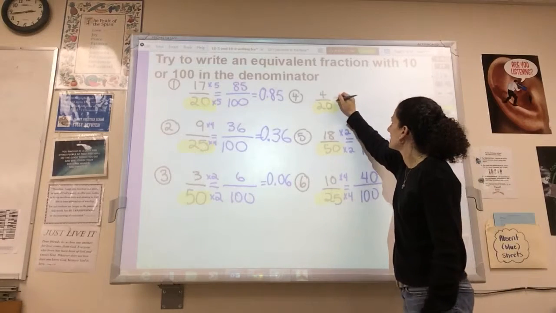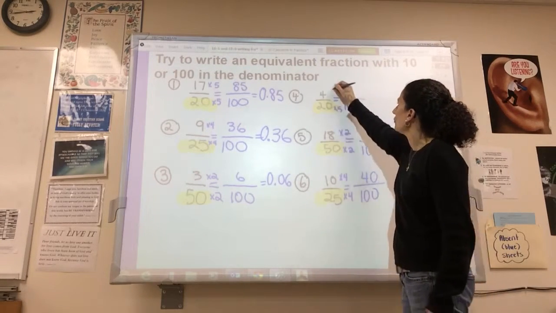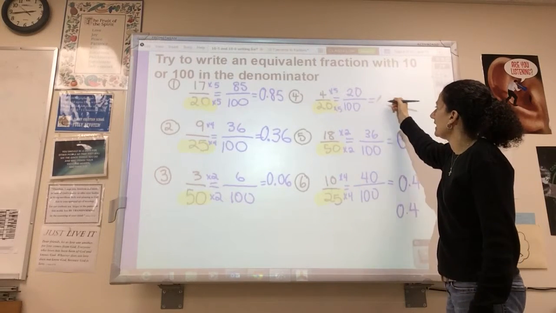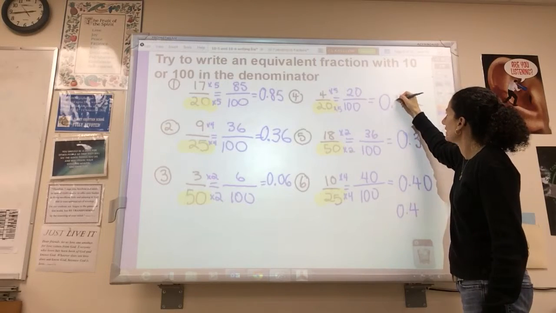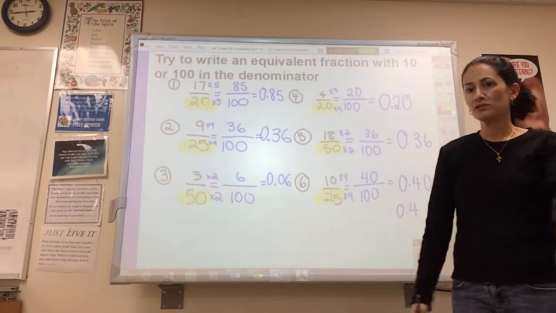Let's check it out. So 20 times 5 is 100. So 4 times 5 is 20. And 20 hundredths can be written as 0.20 or 0.2. Great job today.